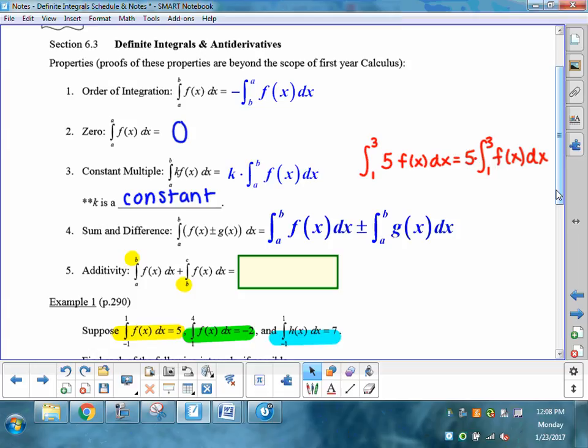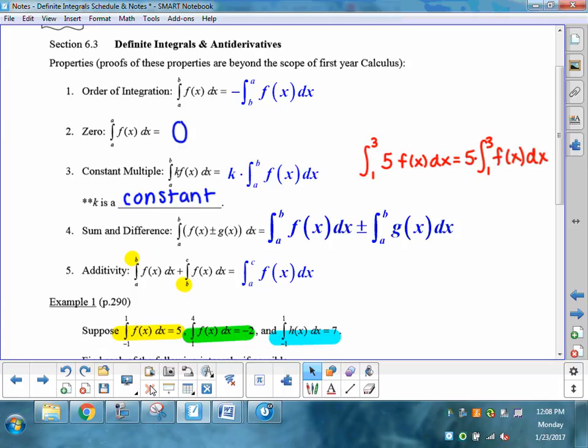Sierra? Of the f of x. Yeah, because that b is in common. You're taking the area from a to b and then b to c. Well, that's the same as the area from a to c underneath your curve. And by the way, that means you can split any integral up into 2 smaller ones.